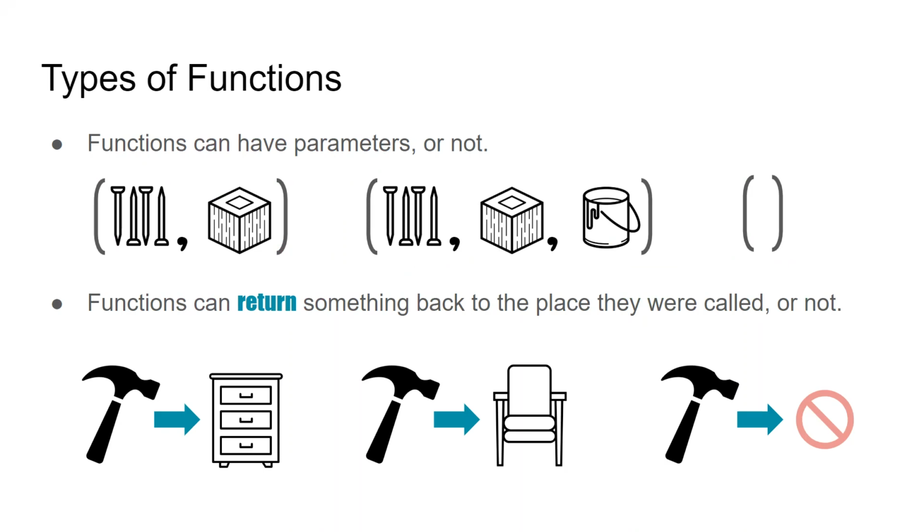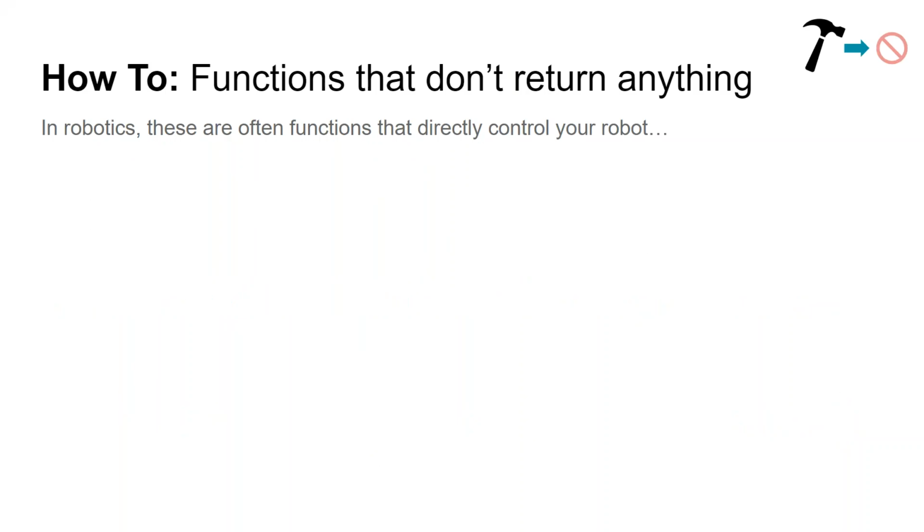And there are actually quite a few types. They can have parameters or not, and they can return things or not. So you can have two parameters, three parameters, no parameters, or you can have a variety of different things being returned by a function, or just have it do its thing and move on. So first of all, if you have a function that doesn't return anything, these could be things that are directly controlling your robot.